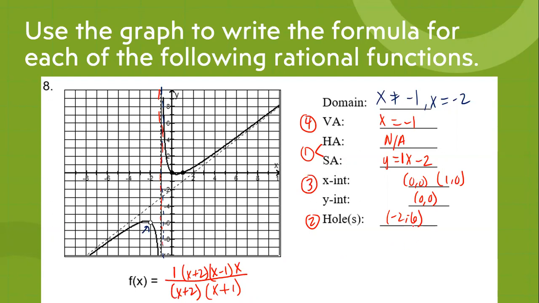Because our hole is at x equals negative 2. So you're looking at what factor would make x equal to negative 2. Yes. Okay. There's your factored form of your rational. If it asks for your polynomial form, what would you need to do? FOIL and combine like terms, right?